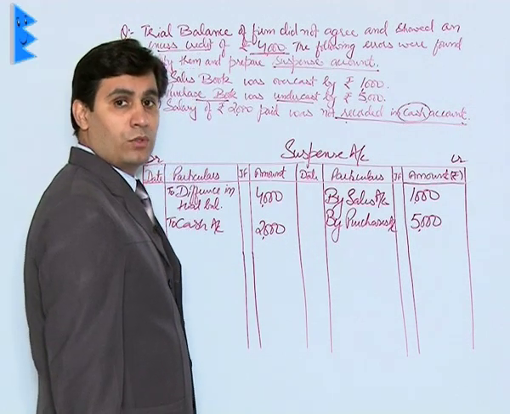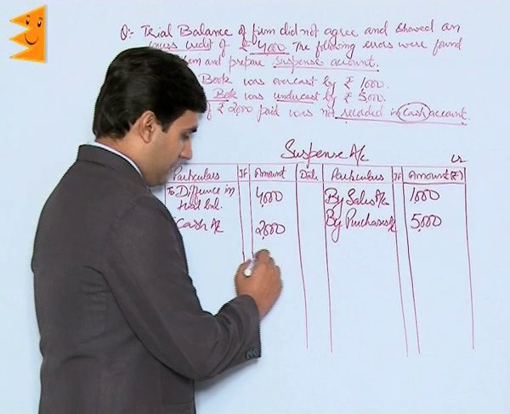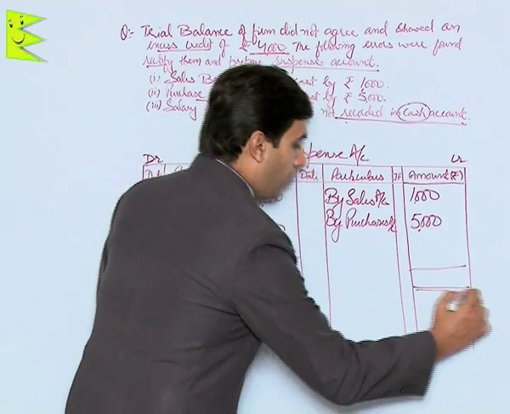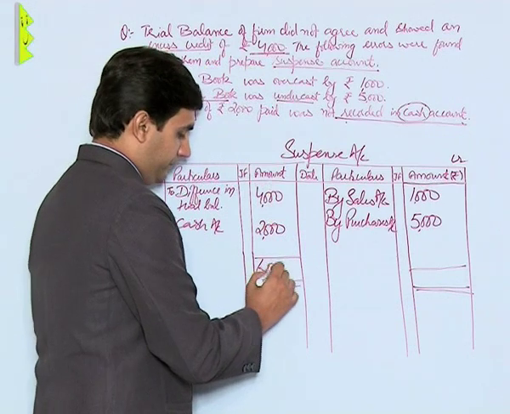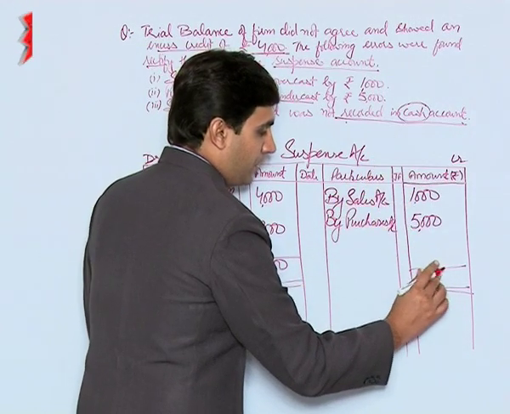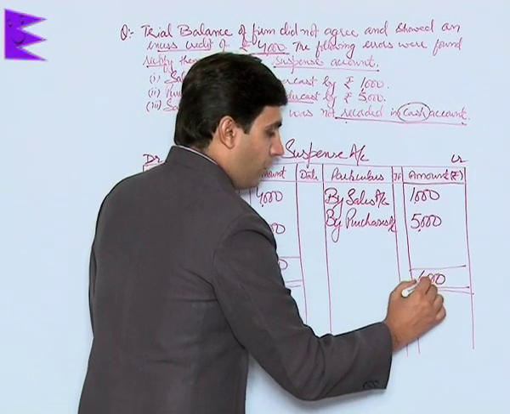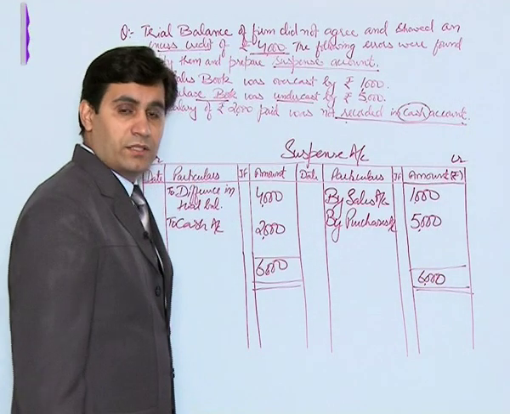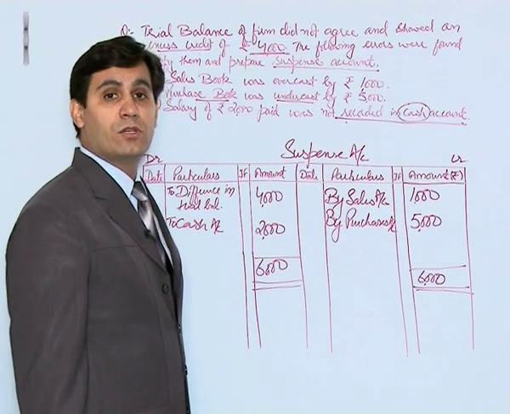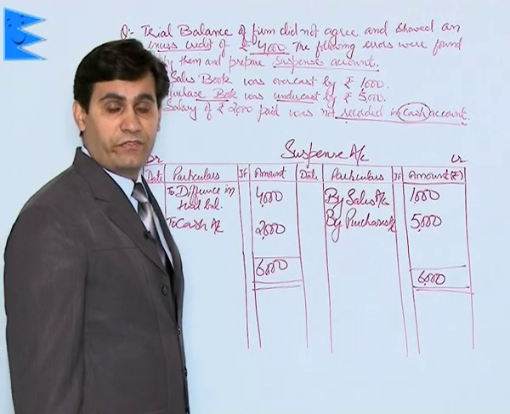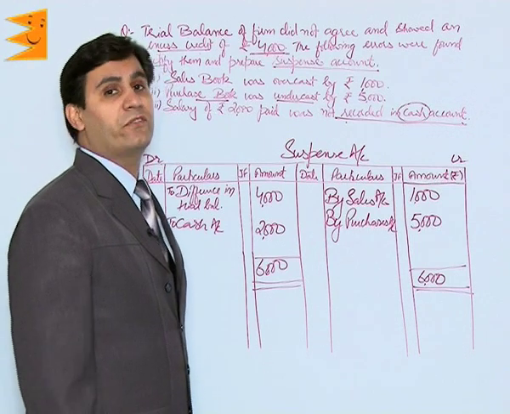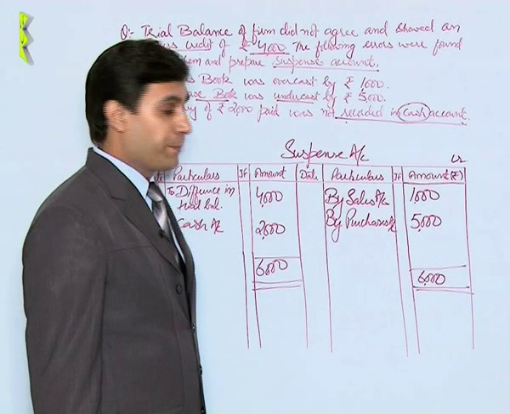Let us total it out and see what the balance is. In this case, the total of the debit side is 6000 and the credit side is also 6000. So it means that all the errors have been rectified. Since the suspense account does not have any balance left, that means all the errors have been rectified. And now your accounts are free from errors apart from errors of omission.